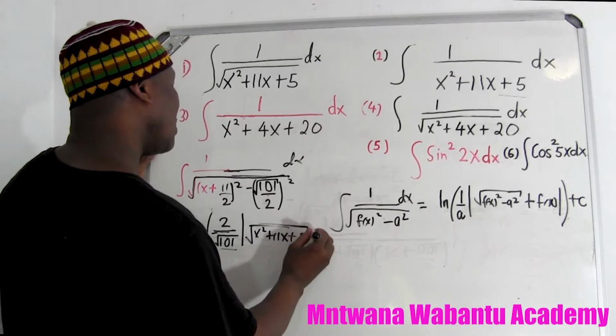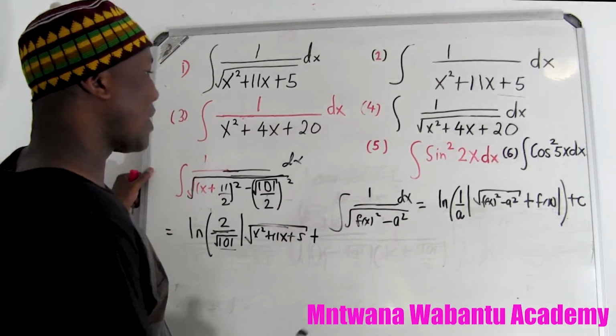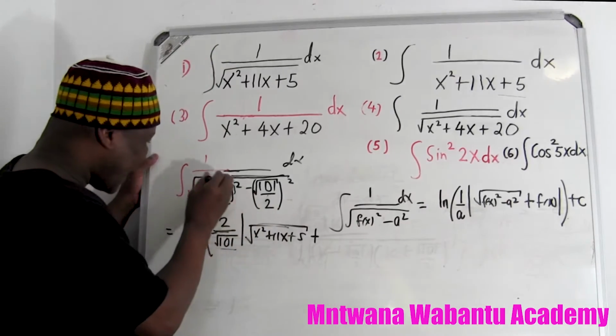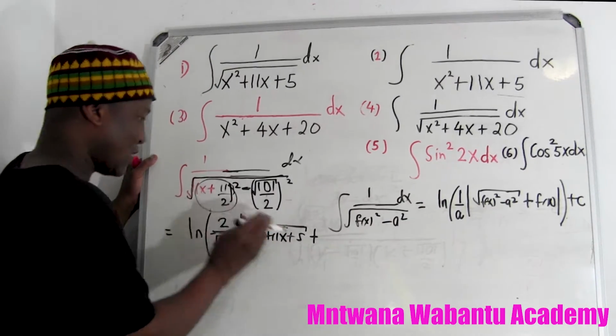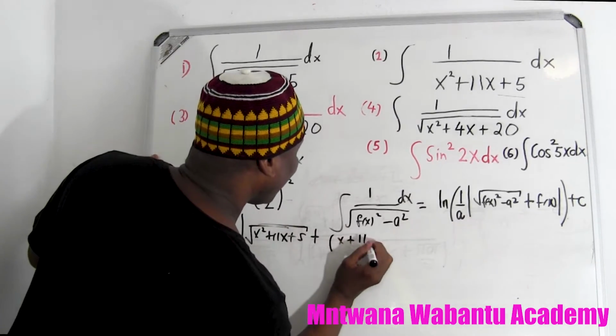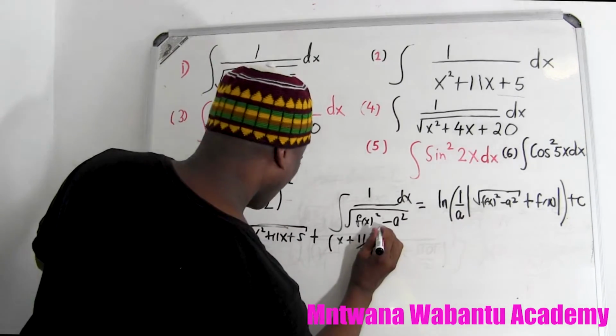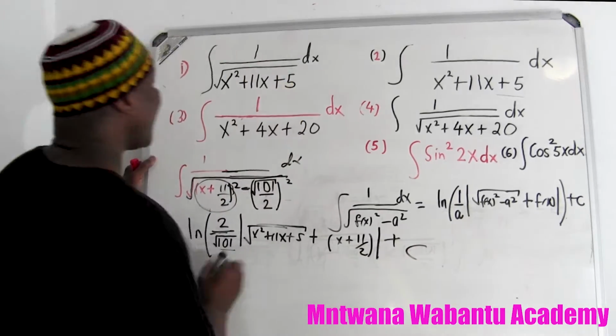And then after that, you plus, what are you plussing? f of x. What is f of x? f of x is only this one, x plus 11 over 2. Then you close your bracket, then plus c. And that's the end of the question.